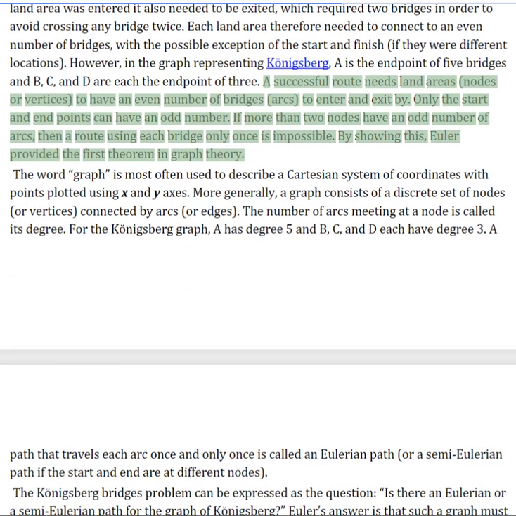A successful route needs land areas to have an even number of bridges to enter and exit by. Only the start and end points can have an odd number. If more than 2 nodes have an odd number of arcs, then a route using each bridge only once is impossible. By showing this, Euler provided the first theorem in graph theory.